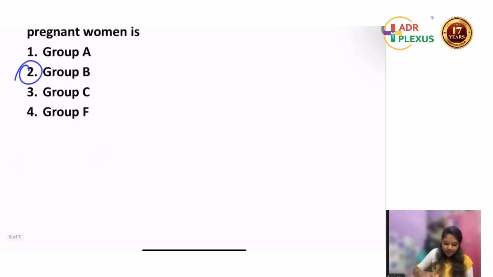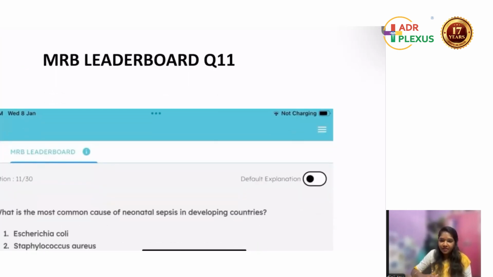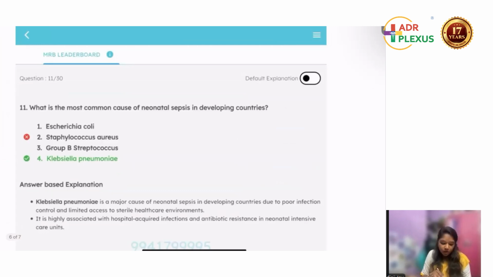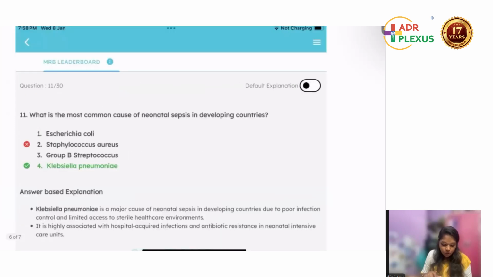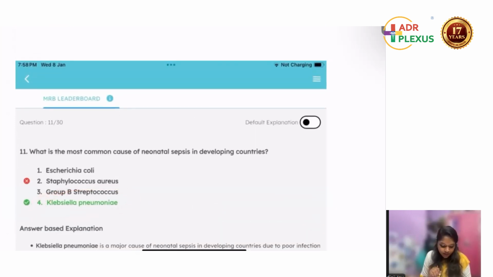Group B streptococci. So you can see a similar kind of question from our MRB leaderboard, question 11. What is the most common cause of neonatal sepsis in developing countries? And options were given: E. coli, Staph aureus, Group B Streptococcus, and Klebsiella. So the question was developing. So in a country like India, among these, if you have to choose, you will choose Klebsiella pneumonia. But look at the explanation which has been given. Though Klebsiella pneumonia is the most common cause here, Group B streptococcus is the most common cause in developed countries. This was also given in the option explanation of this leaderboard question. So which streptococcus causes neonatal sepsis or infection? It is actually Group B streptococcus.